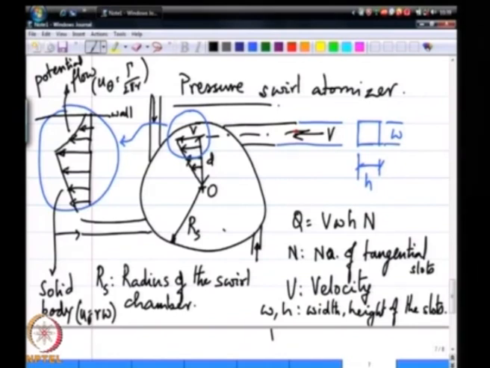See, in reality, as you go close to the wall, you also have a boundary layer, that is due to viscous effects. So, we will try to stay away from that for now. We will look at viscous effects in an empirical fashion a little later on.